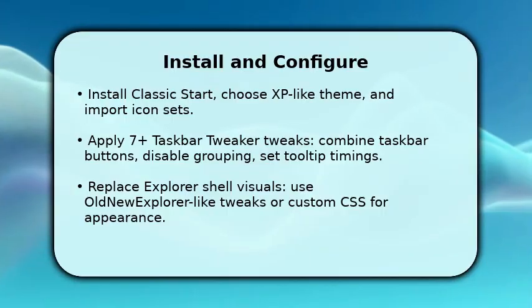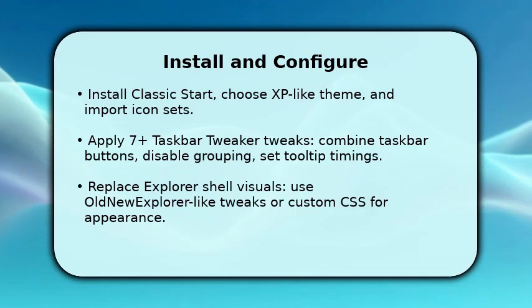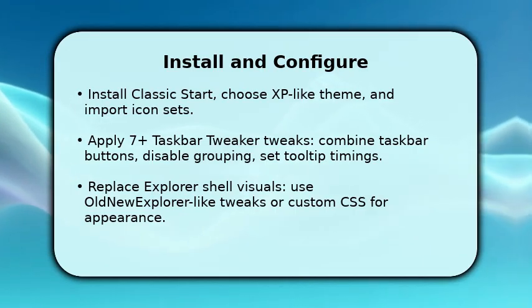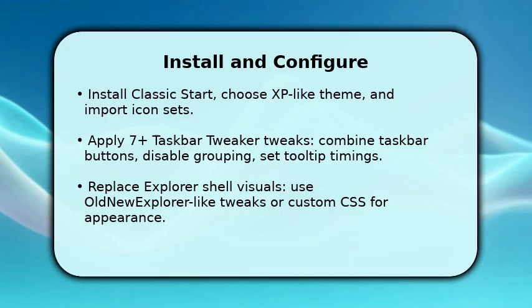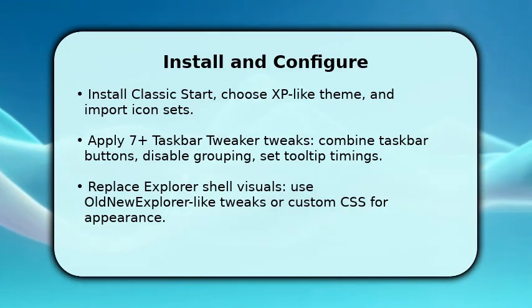Now install the classic Start replacement and select the Windows XP style layout. Import icon packs for consistent look. Next, run 7 plus taskbar tweaker and set button combining to never, disable grouping, and adjust tooltip timing. These changes recreate XP taskbar behavior.